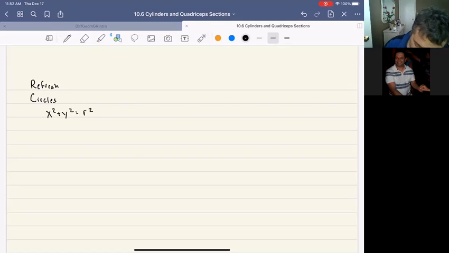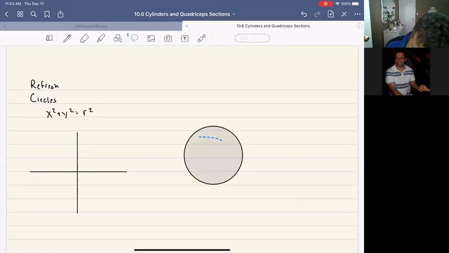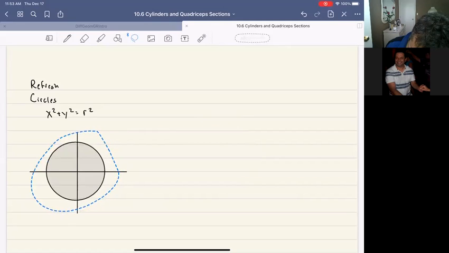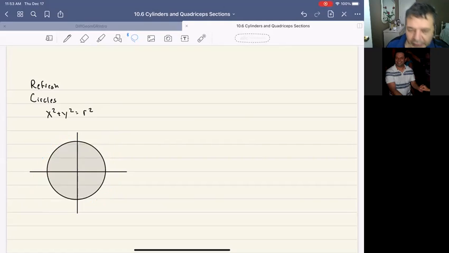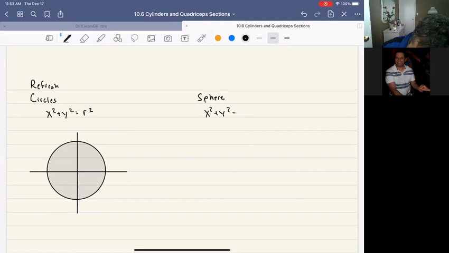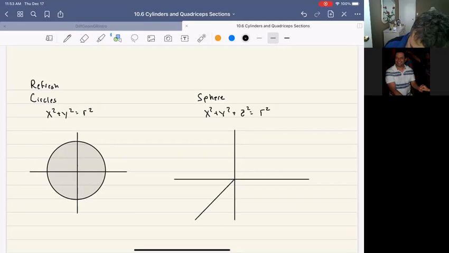Okay, and that's just, let me actually draw that a little better. Like so. Okay, now we can extend that into what's called a sphere, right? So sphere, x squared plus y squared plus z squared equals r squared. And all that is, it's basically the same thing in 3 dimensions.